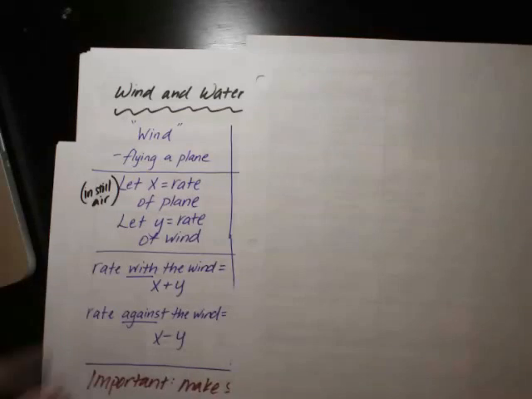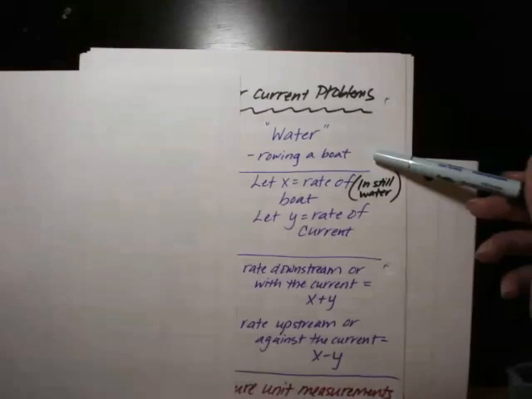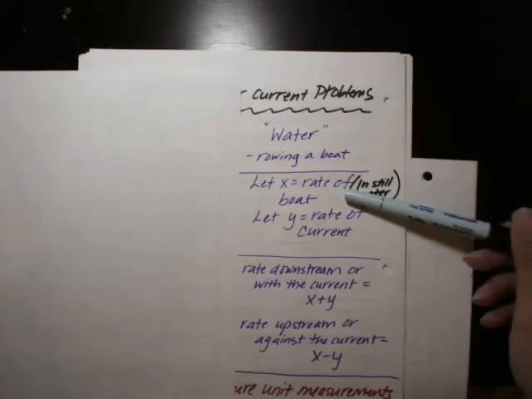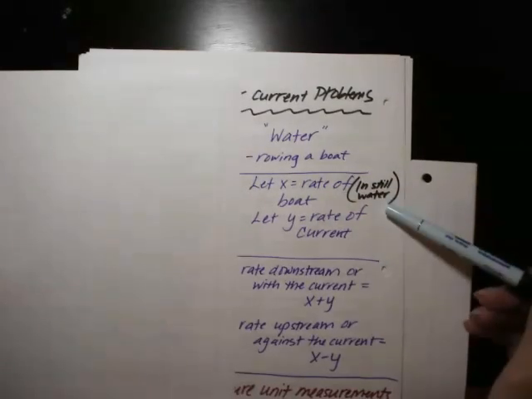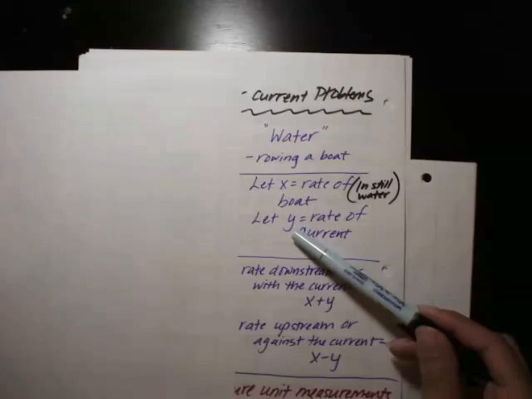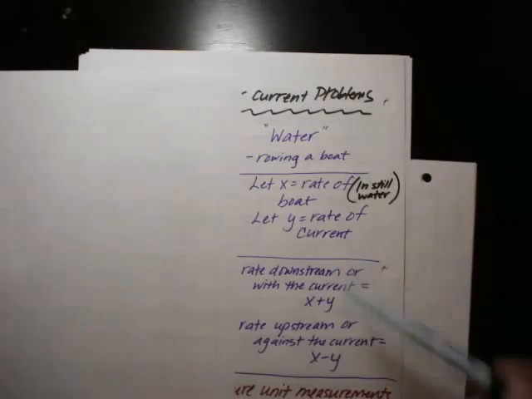Once you're set on those two things, let's take a look at what happens when you're in water. It's a very similar effect. In water, like you might be rowing a boat or swimming, we're going to define the rate of the boat or the rate of the swimmer as x, and again, that's in still water. You're not factoring in any current. We're going to let the current be y, because the current is flowing at a certain rate.